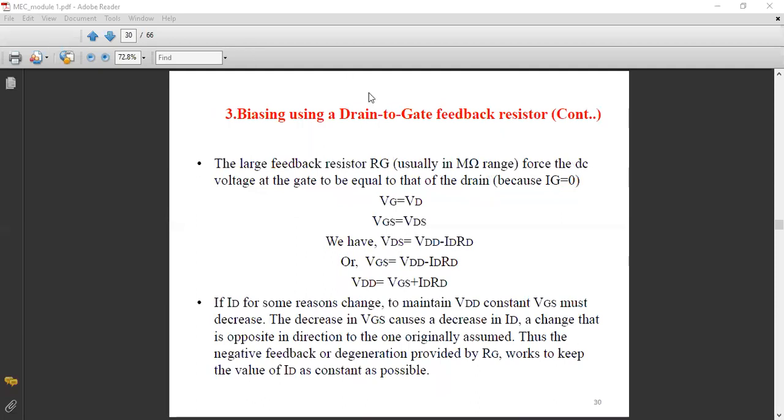Now, if VG equals VD, we can say that VGS is equal to VDS, because the source is common for both, isn't it? The source is grounded. So what do we mean by VGS? VGS is nothing but the voltage across gate and source, or you can say the voltage across gate and ground. Similarly, VDS is also the voltage across drain and ground. Clear?